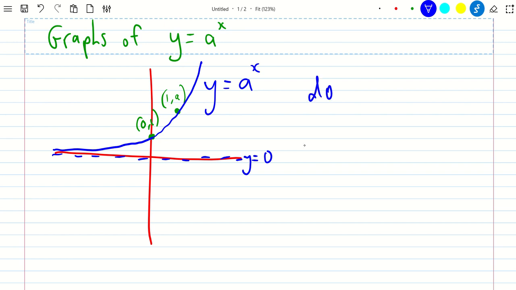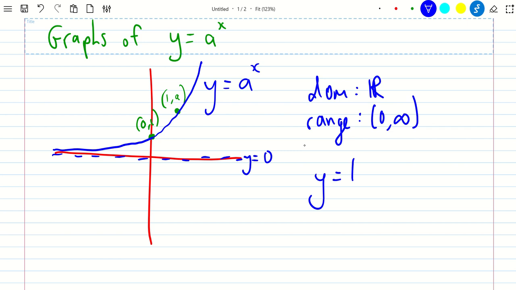The domain for this function will be all real values, and the range will be from 0 to infinity. And if you remember stuff about inverse functions, this is the inverse function of y equals log base a of x. If we put it through there, you remember that y equals a to the x looks like that, and so it's the perfect reflection in the line y equals x, and the range and domain have swapped over, so it's the inverse function of log base a of x.